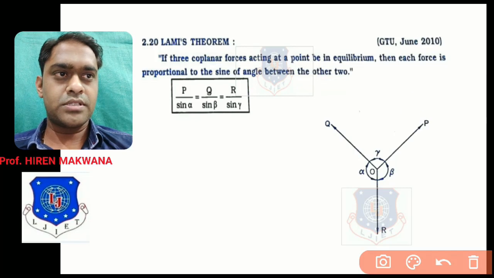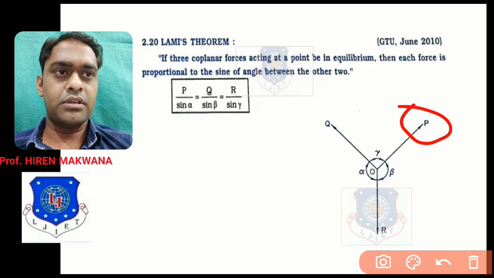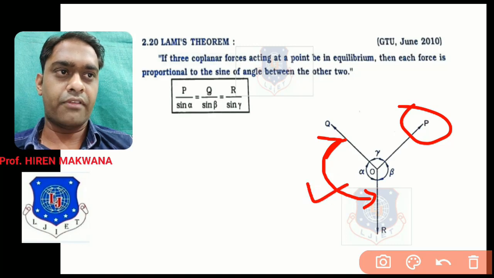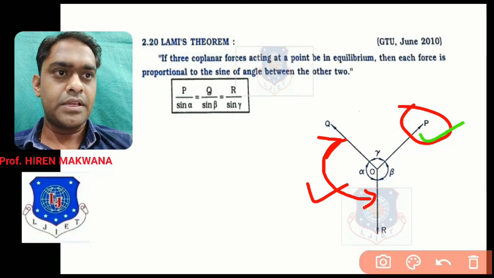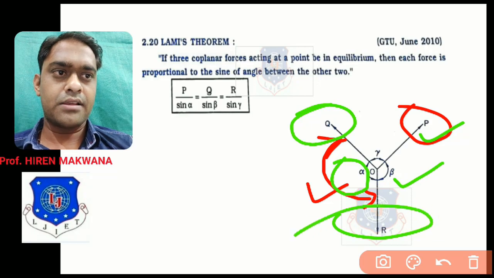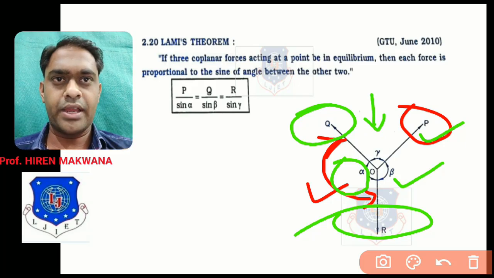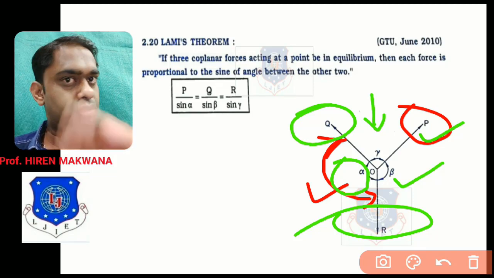Suppose this is the force P. Then what is the opposite angle of this? It is the angle between the other two forces, between Q and R. So here is the angle alpha. So I mean that this force P is proportional to sine alpha. Similarly Q is proportional to sine beta. Similarly R is proportional to sine gamma. So it is Lami's theorem. Each and every force is proportional to the sine of the angle between the other two forces, meaning the opposite angle.